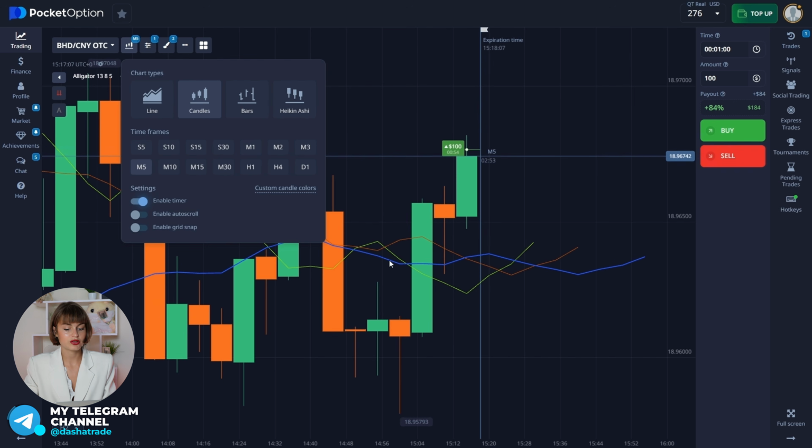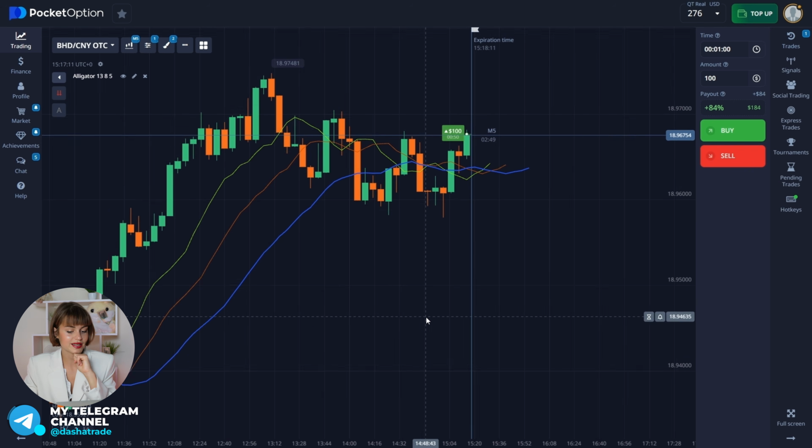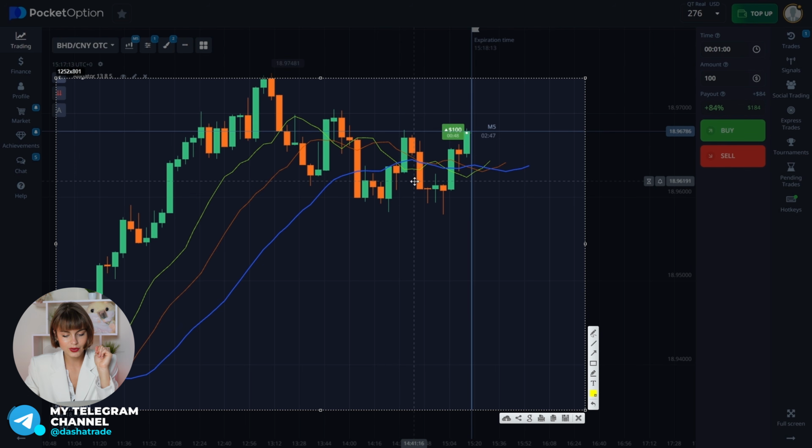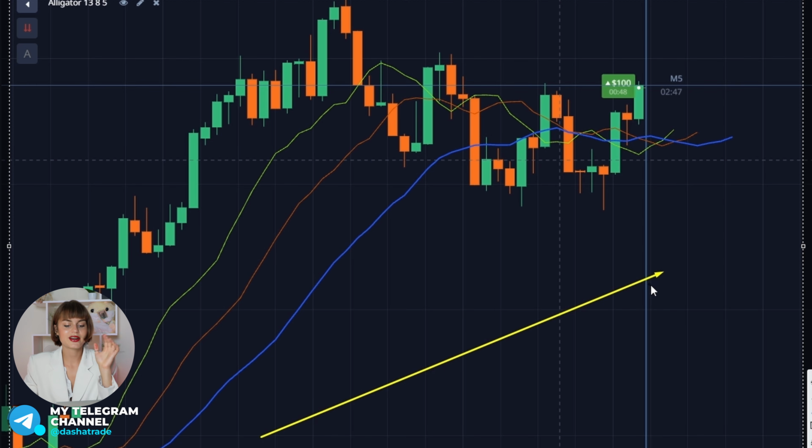And now we're moving to the analysis of the 5-minute time frame, as there are many interesting things here too. So first of all, there is a good uptrend here. This trend tells us about the complete dominance of the buyer over the sellers. I also see the bullish engulfing candlestick pattern here.